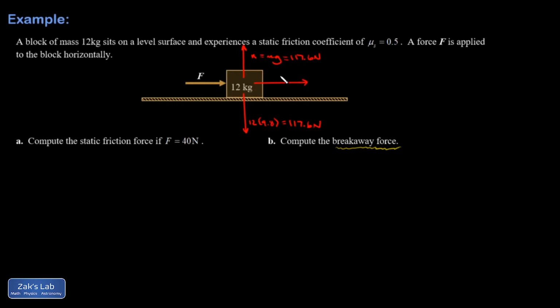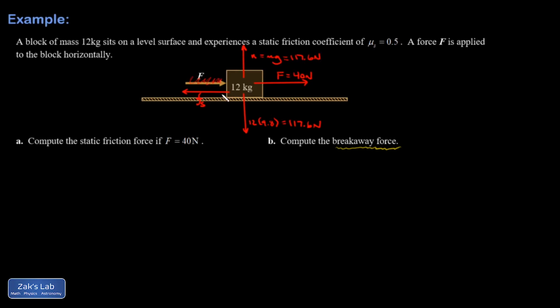This is the applied force. And for the first problem, that's equal to 40 newtons. And then I have a static friction force fighting in the direction that opposes the slipping that is trying to happen here. So we're going to use a lowercase f s for that.